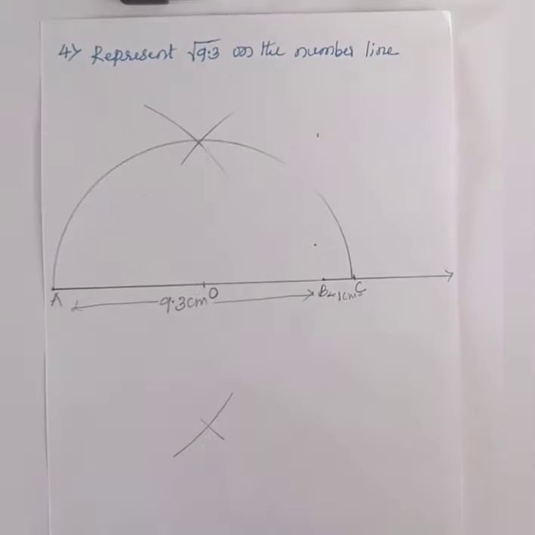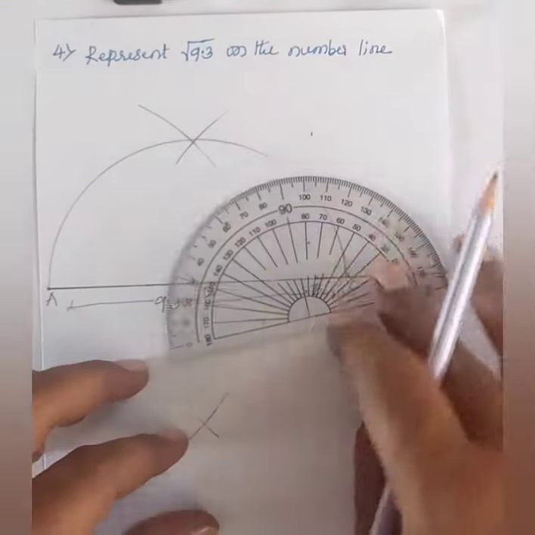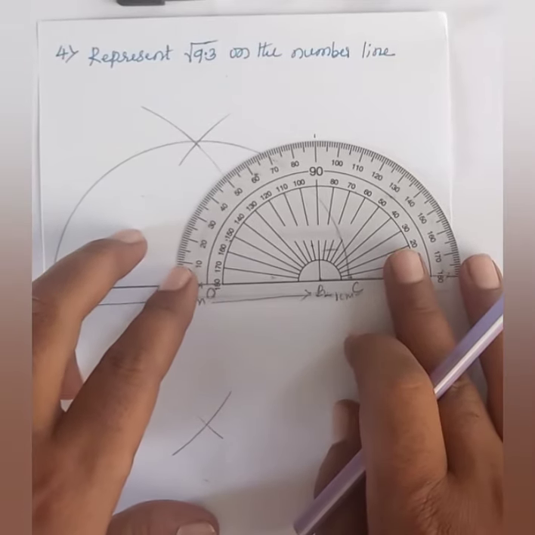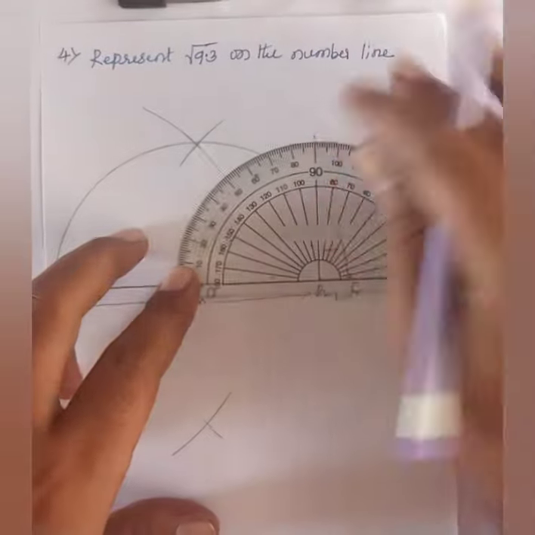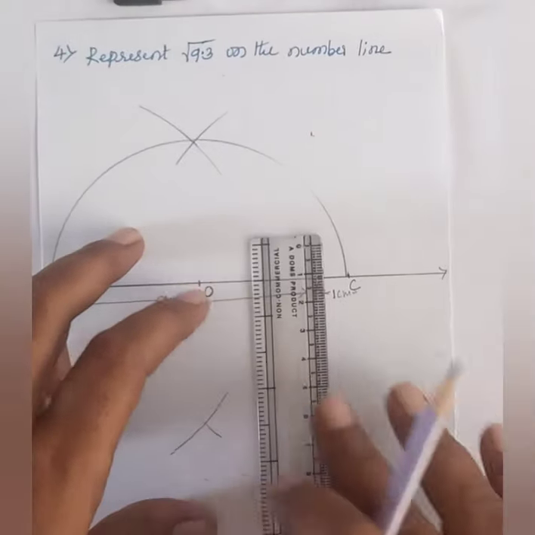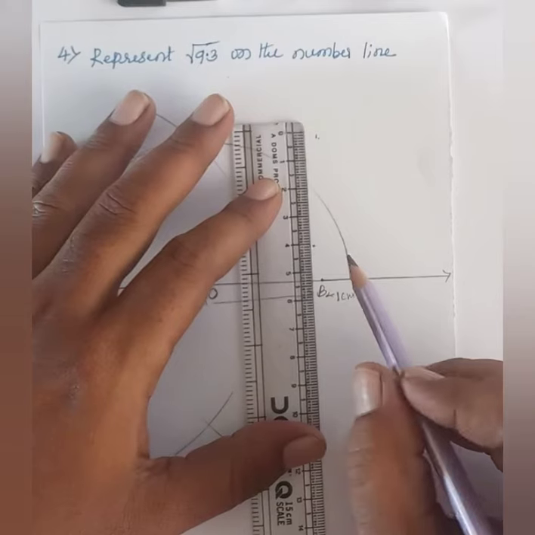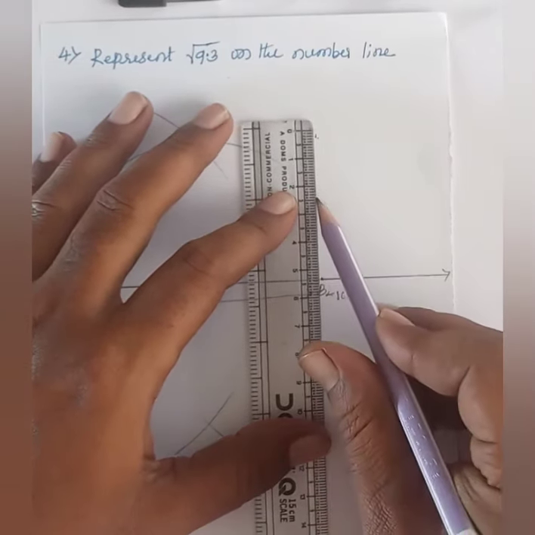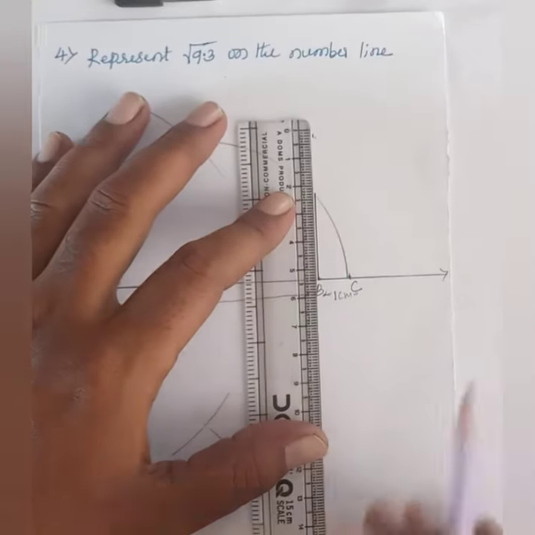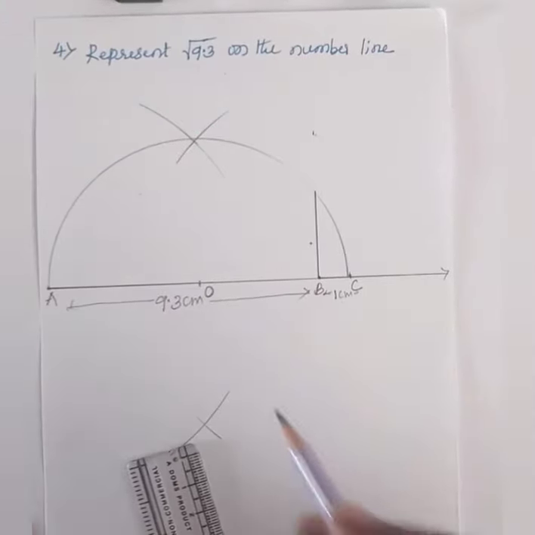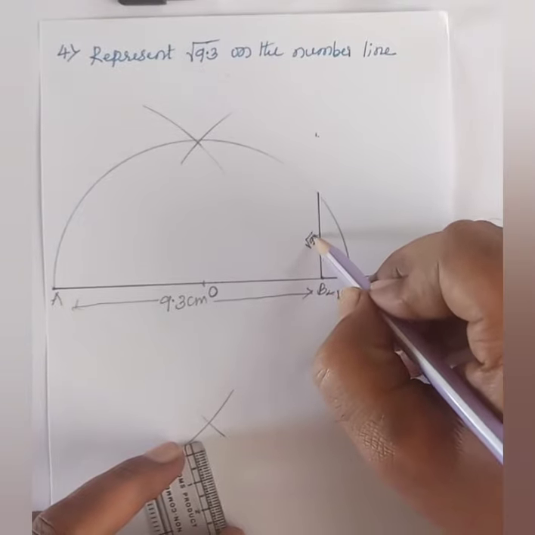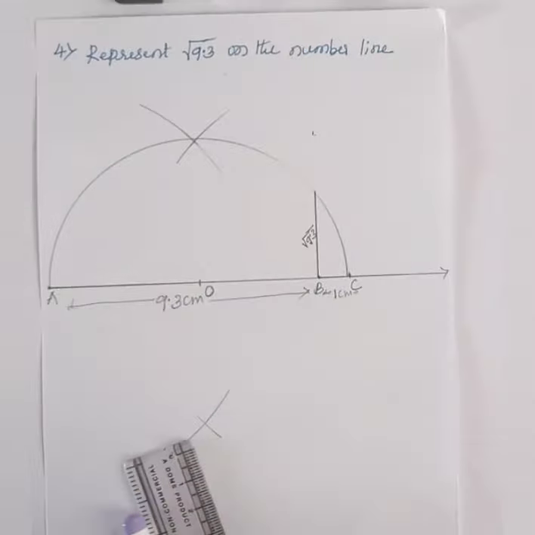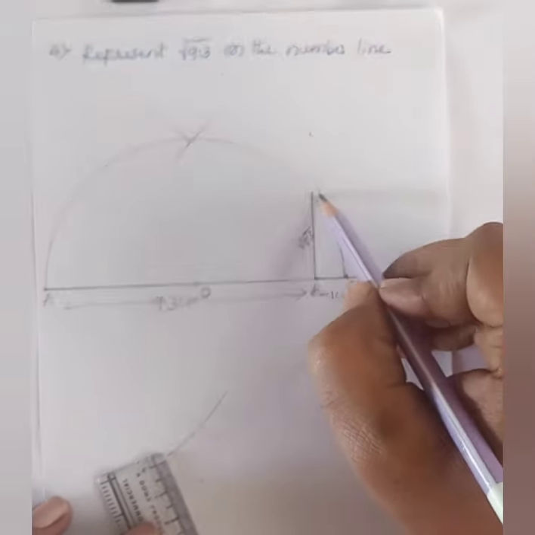Next you have to measure 90 degree by making AB as a base, B as a center. 90 degree already here measured. Now we have to draw one line from B that touches the circumference of the circle. See now, this touches the circumference of the circle. Now this will be root of 9.3 by using the Pythagoras theorem. Now you have to give this as D.